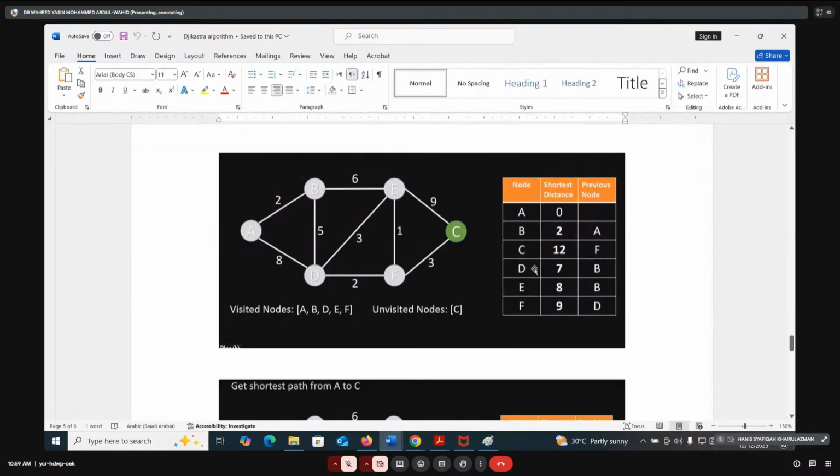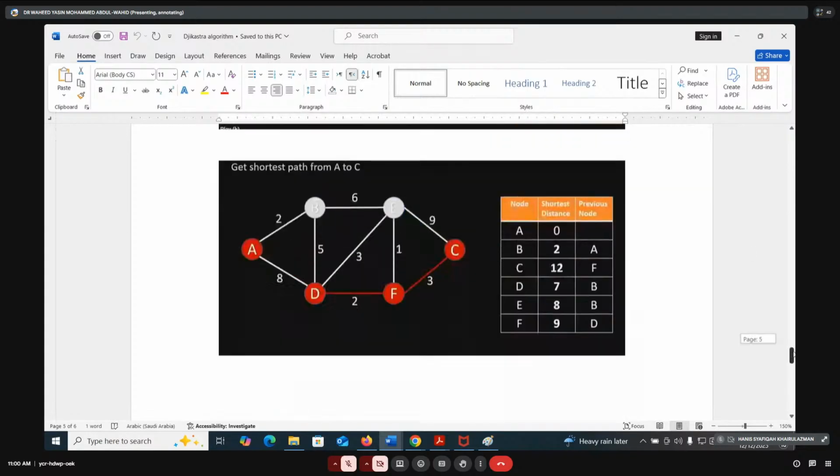Now starting from the endpoint C, what is the previous node? F. So C F. What is before F? D. C F D. Then D, what is before D? B. So C F D B. Then B, what is before B? A. So C F D B A.